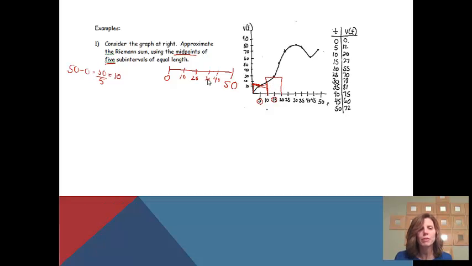Okay, my next one will go from 20 to 30. And the rectangle from 20 to 30, the midpoint is 25. So whatever's happening at 25 is going to dictate the height of that rectangle. Okay, and then from 30 to 40, the midpoint would be 35. So the height of that rectangle is dictated by what's happening at 35.